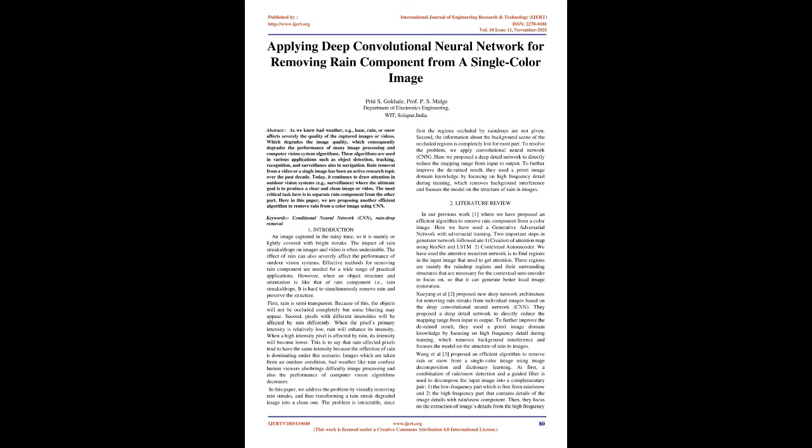1. Introduction. An image captured in the rainy time is mainly or lightly covered with bright streaks. The impact of rain streaks/drops on images and video is often undesirable. The effect of rain can also severely affect the performance of outdoor vision systems. Effective methods for removing rain component are needed for a wide range of practical applications. However, when an object's structure and orientation is like that of rain component, i.e., rain streaks/drops, it is hard to simultaneously remove rain and preserve the structure.